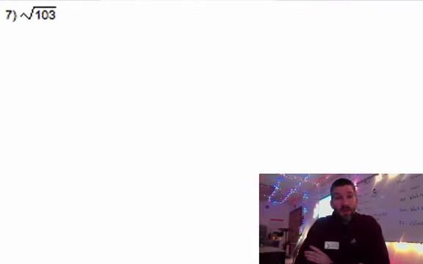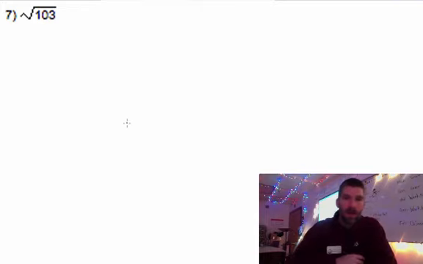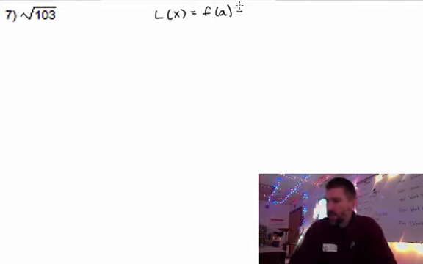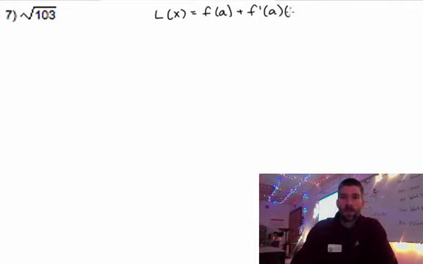All right, this is a really fun one. What we're going to do is approximate the square root of 103 using the linearization process. I think this is really cool because now it gives us a way to find a square root of a number without necessarily being totally strapped to our calculator. At least it narrows it down for us. So let's just refresh. A linearization is f of a plus f prime of a times x minus a. That's your linearization process.